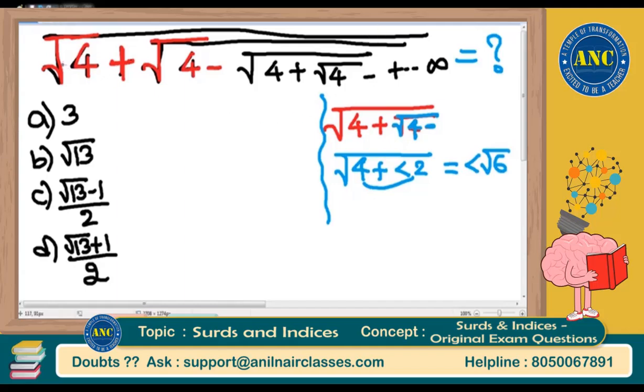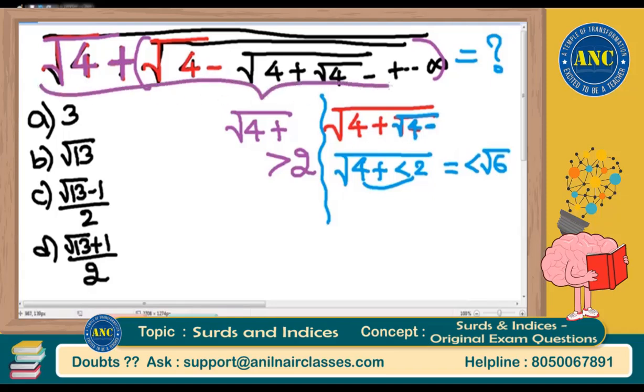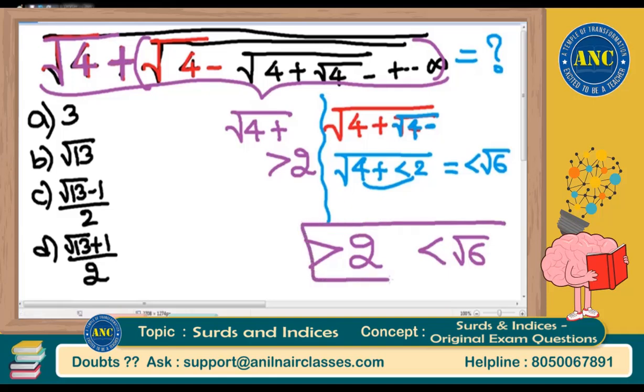Similarly, can I say that it is root 4? Root 4 is how much? 2. 2 plus something will be greater than 2. That means root 4 plus something means it is greater than 2. That means the entire expression, whatever I have written here, will lie between 2 and root 6. The answer will be greater than 2 and definitely less than root 6.